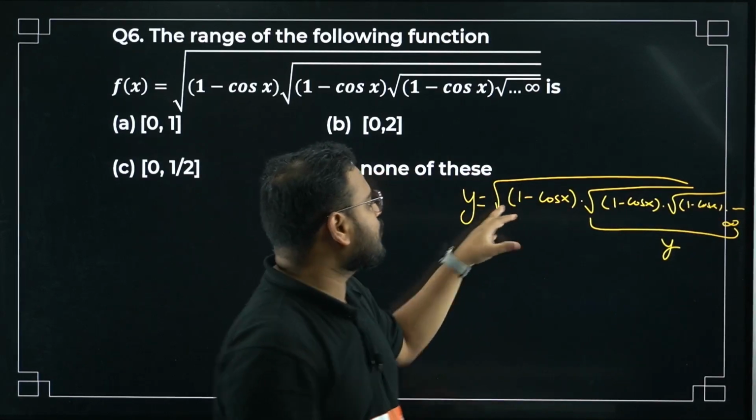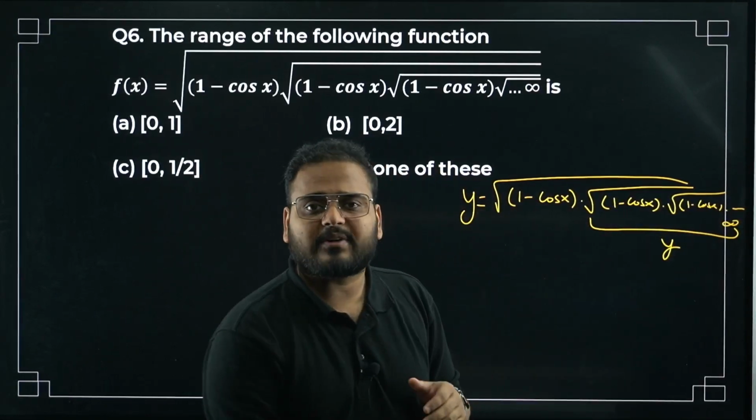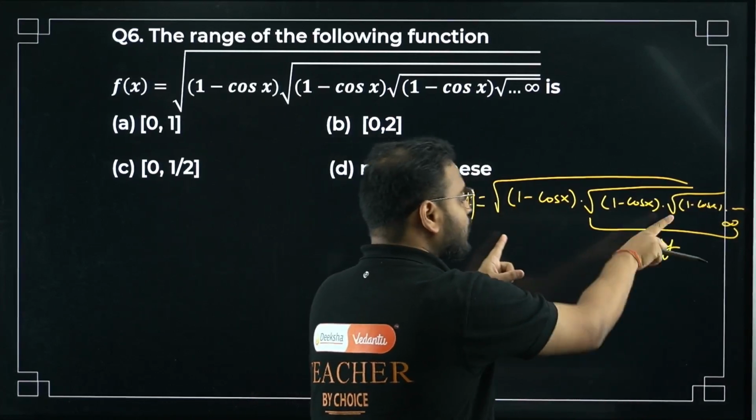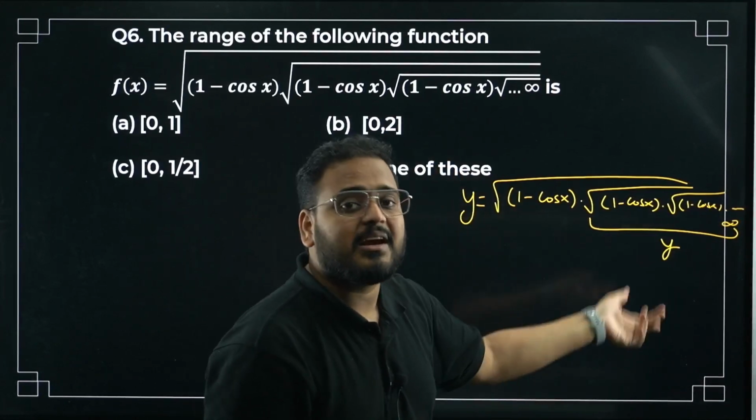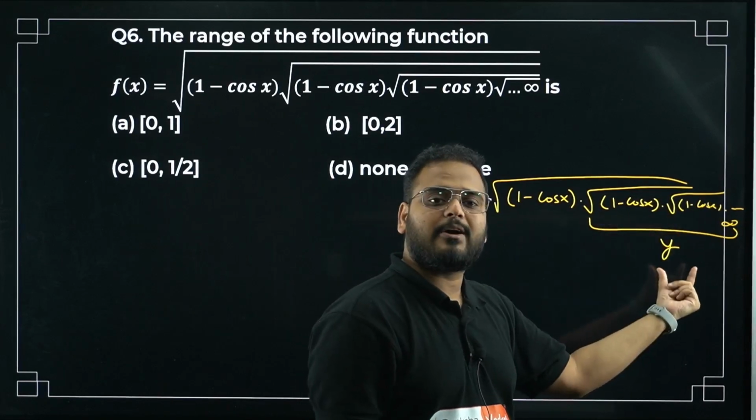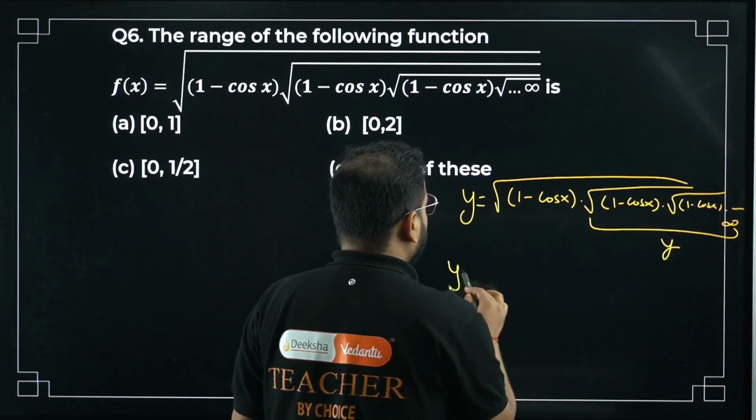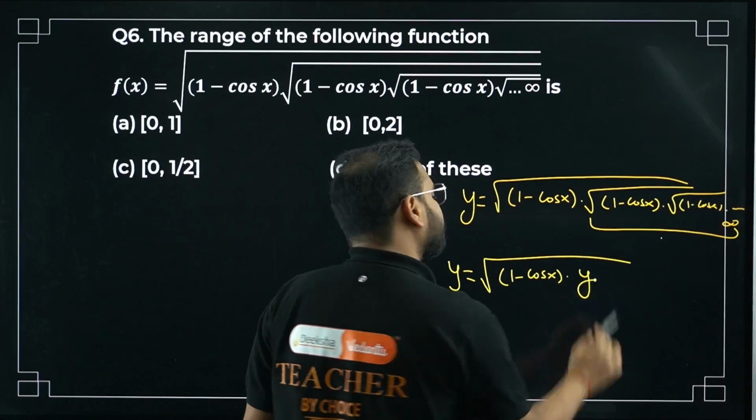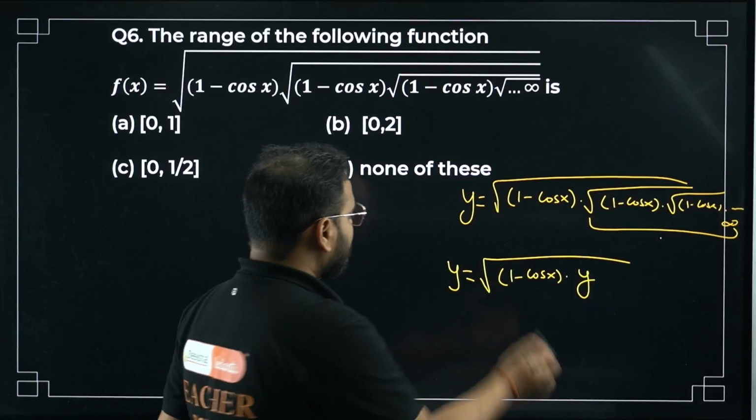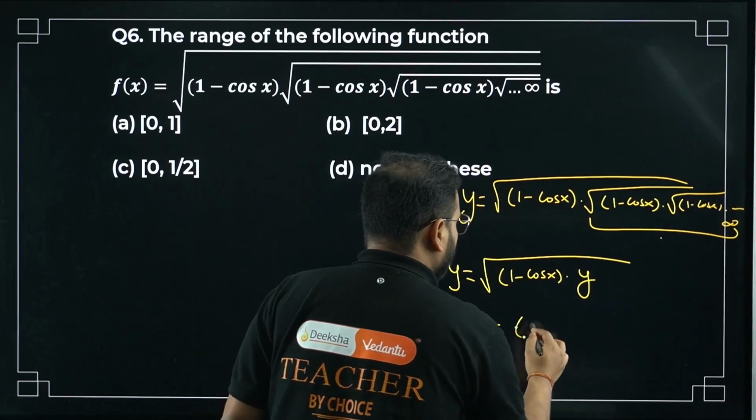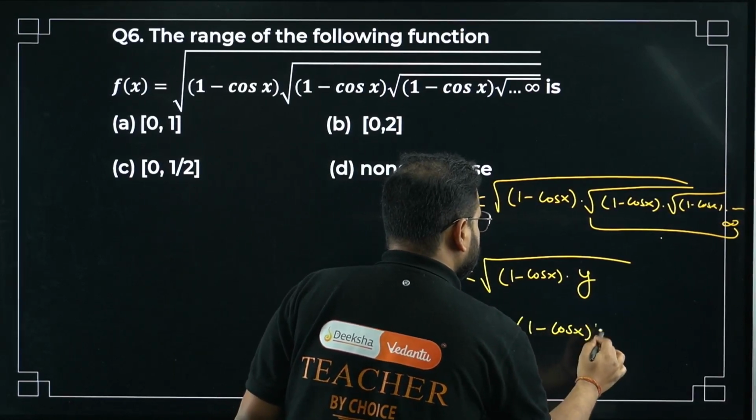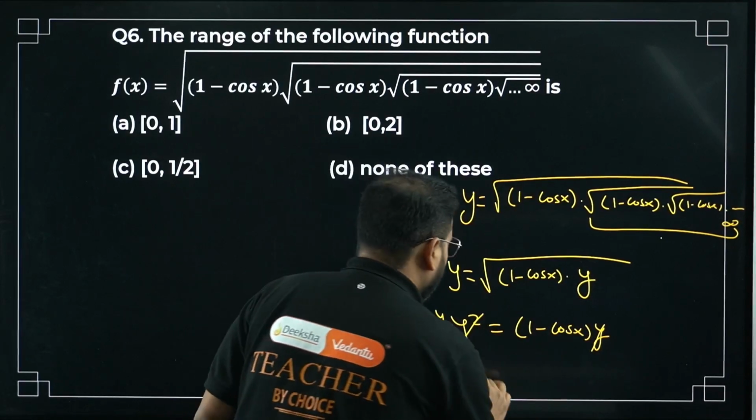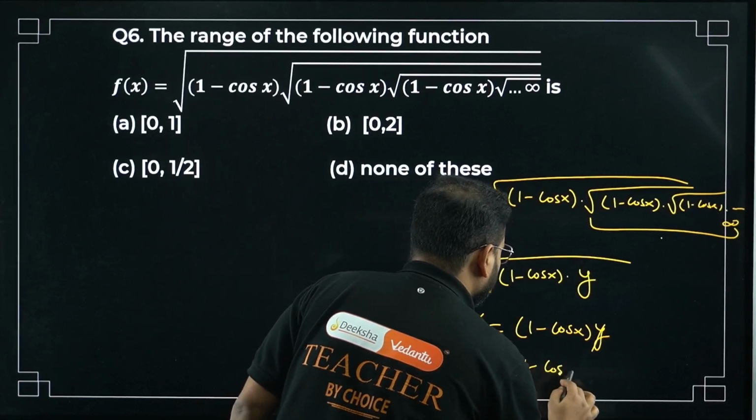So if y equals this root infinite number of times, even this part will be y only. I'll repeat, if y equals this root of 1 minus cos x infinite number of times, even if I take 1 out of it, it will remain y only. So basically I can write y equals the first root of 1 minus cos x times y. Agreed? Okay, now square it up. Y square equals 1 minus cos x times y. Cancel this y, bachcha. I'll have y equals 1 minus cos x.